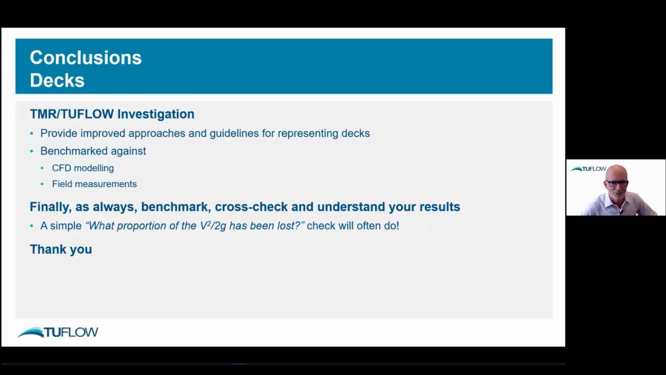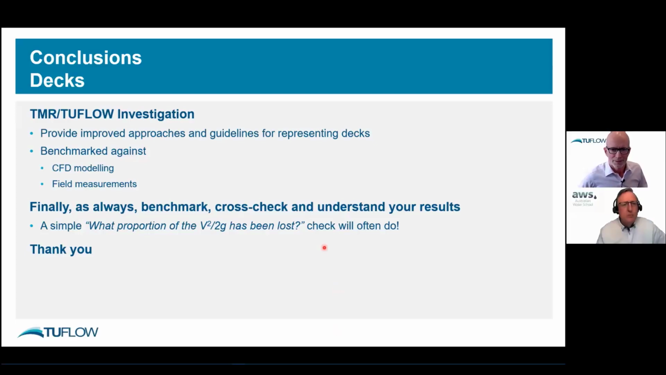And look, finally, as always, benchmark, cross-check, understand your results. And if there's just one thing you take away from this webinar, it's so easy just to do a V-squared over 2G cross-check. Look at the head drop across your structure, look at the velocity, work out how much of a V-squared over 2G has been lost. If you're losing like 2 or 3 V-squared over 2G, something is wrong, something is not right. So typically most structures will be losing somewhere from a small amount of V-squared over 2G to maybe, for a really constrictive structure, 1 or 1.5 V-squared over 2G. So do that test.